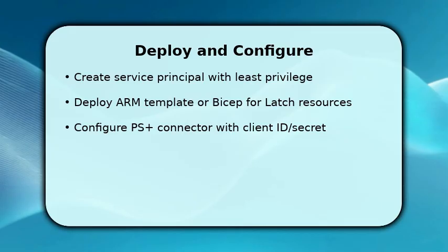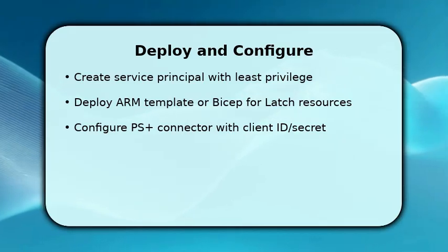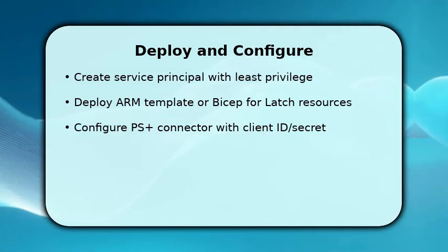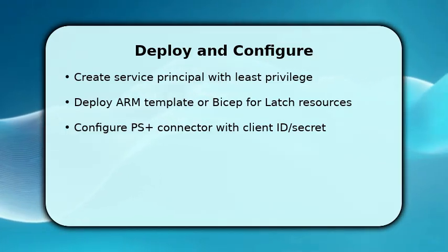Once the environment is ready, create a service principal that has the minimal role required, typically Contributor on the resource group, to limit blast radius. Then deploy the Latch infrastructure using an ARM template or Bicep file provided by PS Plus. Run az deployment group create with parameters for names and SKUs.